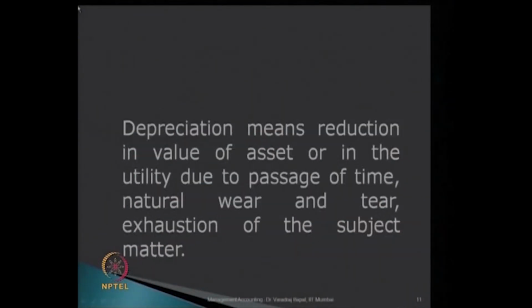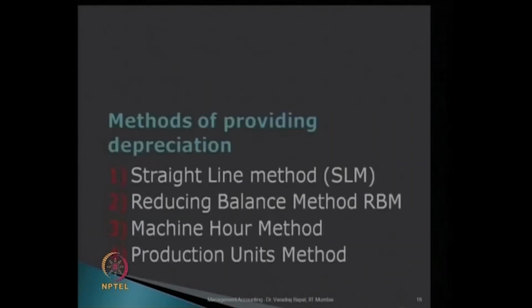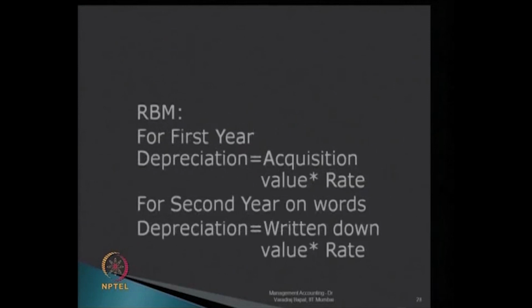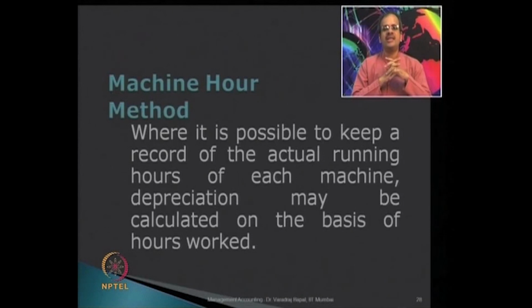Let us go to the next methods now. So, this is about depreciation, then causes of depreciation, objectives, factors. We were here; we have already discussed SLM and RBM. Now, let us see the third method, which is known as the machine hour method. Here the depreciation is actually charged on the basis of use of the asset, because depreciation is basically meant to be a charge on use. So, here we are trying to really charge it for the number of hours the asset is used.